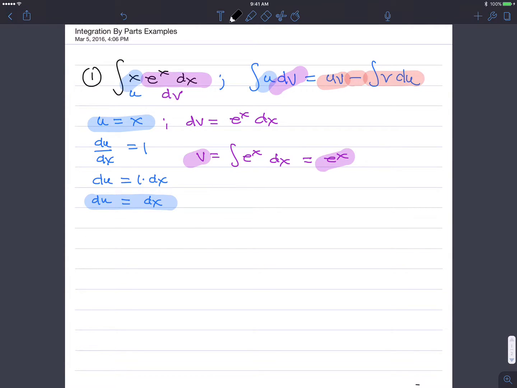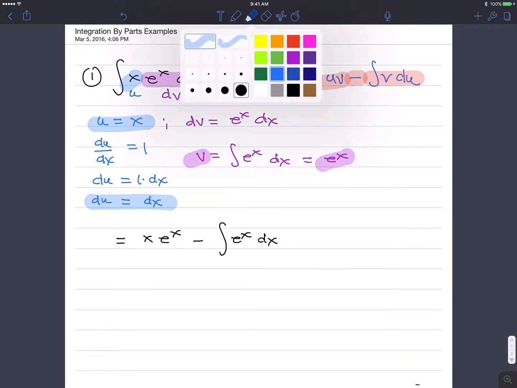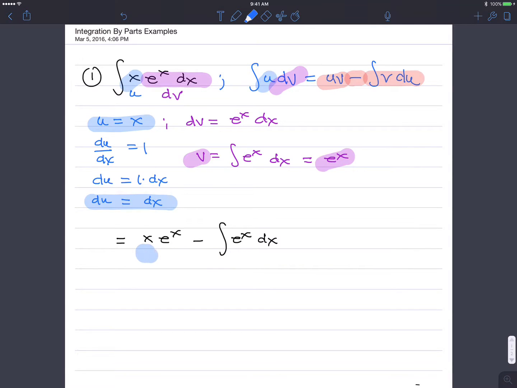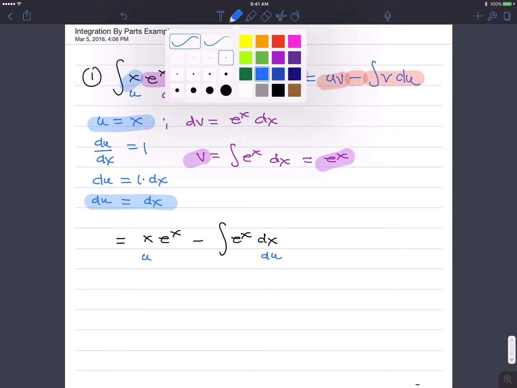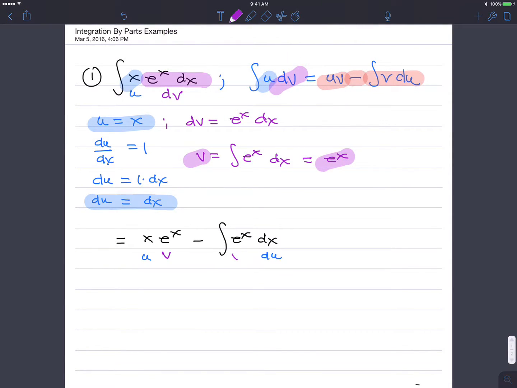I have uv, where u is x and v is e to the x. So this integral is going to become equal to x e to the x minus the integral of v, which is e to the x, and then du is going to be dx. Again, I'm using what you see over here. Here's my u. And here's my du. v is e to the x. This is of the form uv minus integral v du.